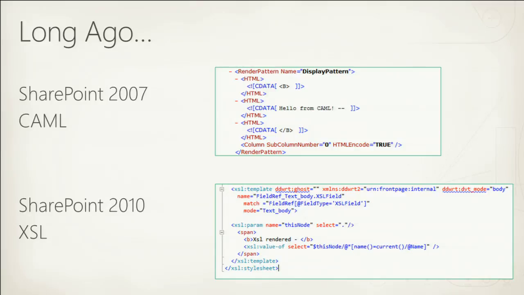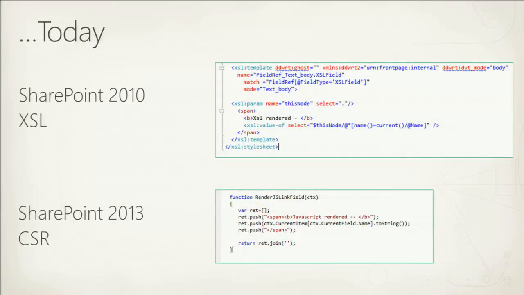You output a span, and then a bold tag, and then there's this crazy XSL value of select $thisNode gobbledygook. I will admit, even though I worked on this product, it took me a really long time to fully understand what that was actually doing. So if you're still struggling with it, don't worry about it.